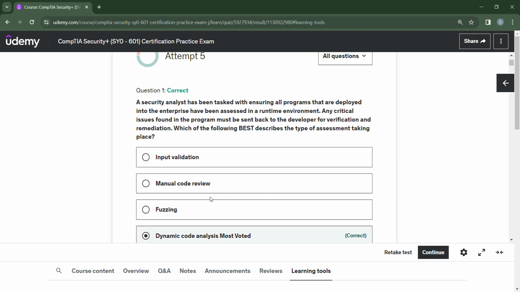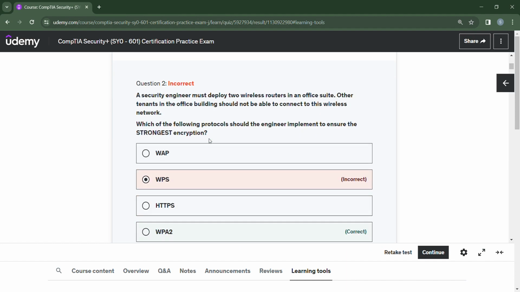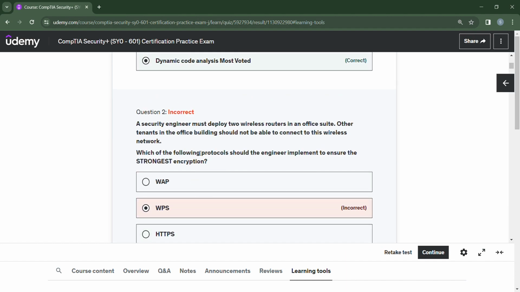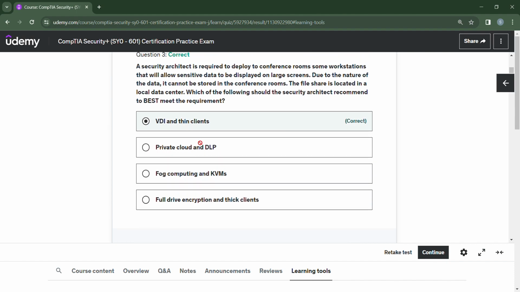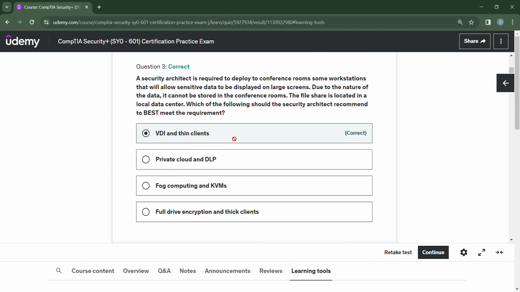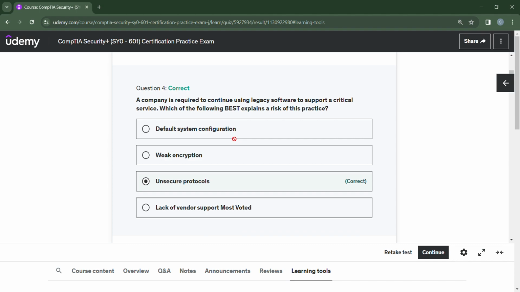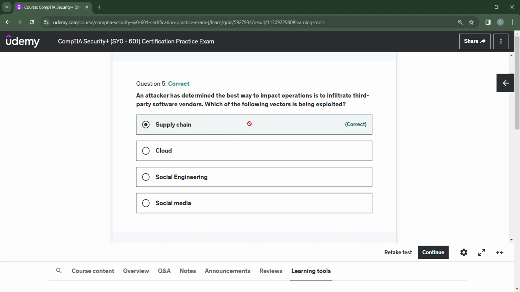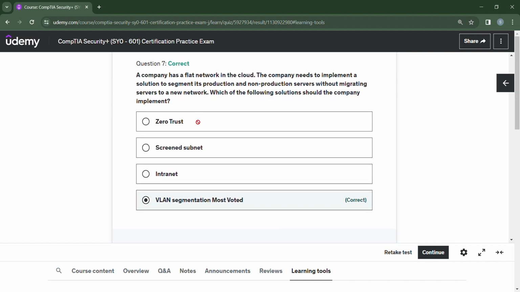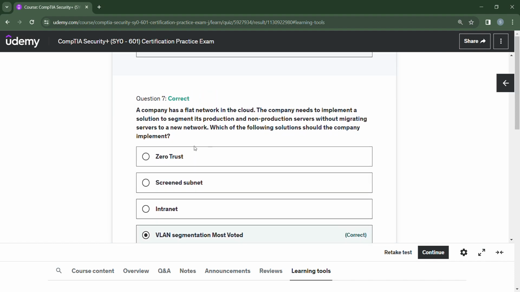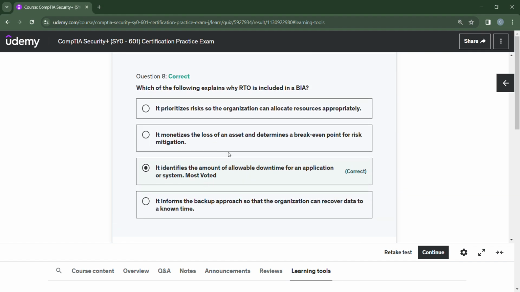So for question 1, dynamic code analysis was the answer. It was actually WPA2, yeah, I should have known that. For question 2, VDI and thin clients was correct. Unsecure protocols for question 4. Supply chain for third-party vendors. State actors for political party. VLANs for separating or segmenting the production and non-production servers. RTO is the amount of allowable downtime.